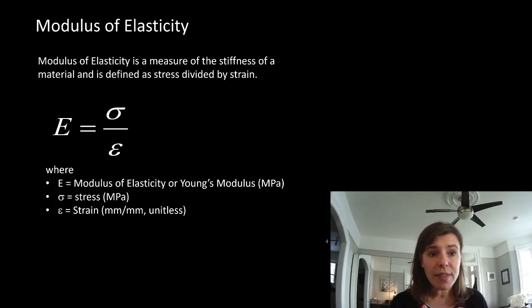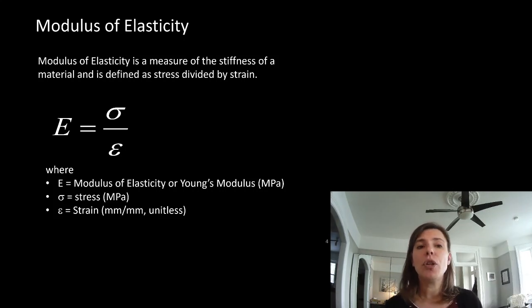Right. Modulus of elasticity, stress divided by strain, or MPa divided by a unitless element, leaves us with MPa. And it is how we talk about stiffness for materials related to each other. High E, you've got a stiff material. Low E, you've got an unstiff material.